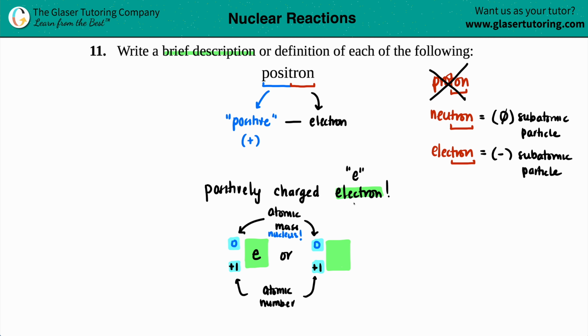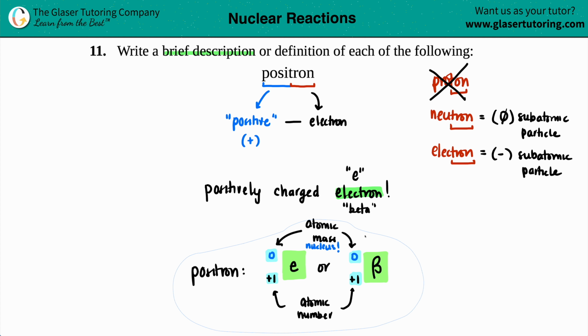Or, remember, electrons are also noted as beta particles, so you can also use that beta notation. But instead of a -1 on the bottom, which is a full-blown electron or beta particle, you throw in the 0, +1 beta, and that's a positron. So this is your positron notation, and there you go.